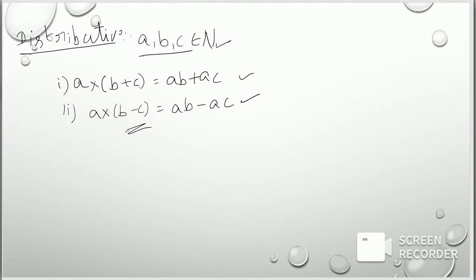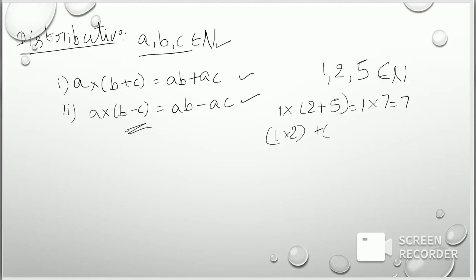For this, for example, I am taking 1, 2, 5. That means you can take any three numbers. These three numbers are natural numbers, we know that. Then for the first equation, the LHS is 1 × (2 + 5), that means 1 × 7, that is 7 only. In the RHS, ab + ac, that means 1 × 2 plus 1 × 5, that is 2 plus 5, which is 7. Then LHS equals RHS.